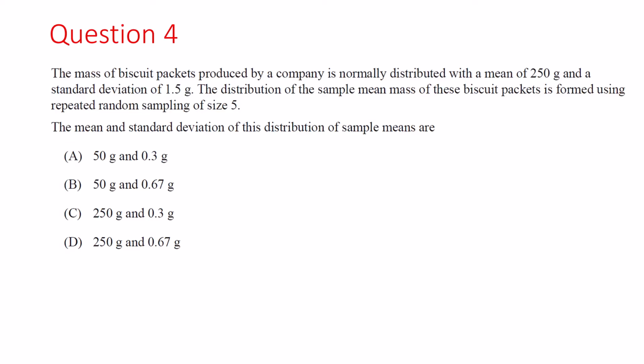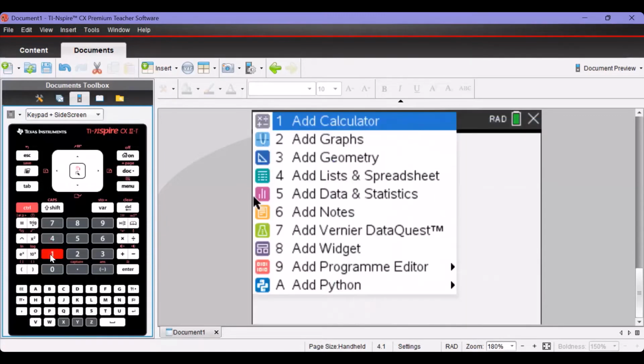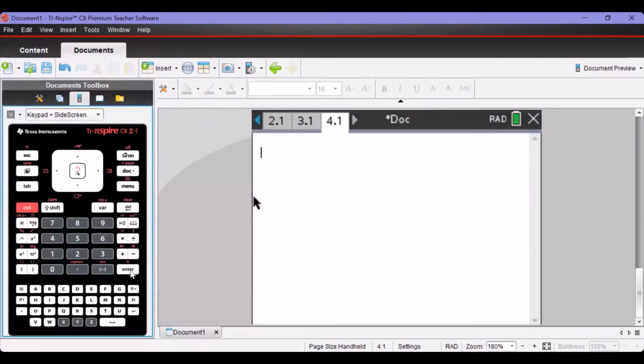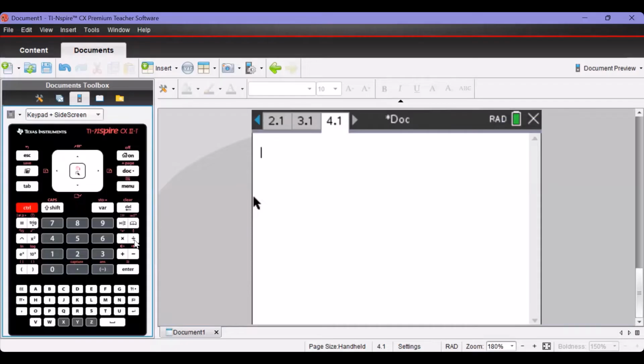Question 4. Press doc, 4 for insert, 1 or enter for a new problem, enter to add a calculator. Here, the distribution of sample means has a mean of mu and a standard deviation given by sigma on root n. n is the sample size, n is equal to 5. So it's either going to be option C or D, because mu is equal to 250. And let's just quickly calculate the standard deviation.